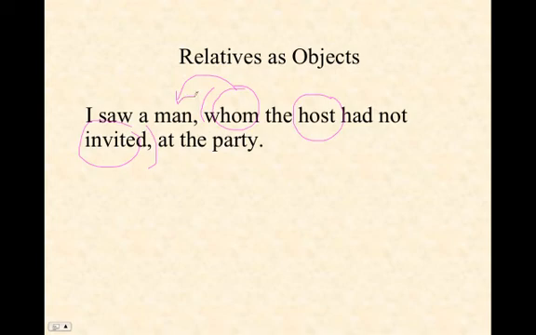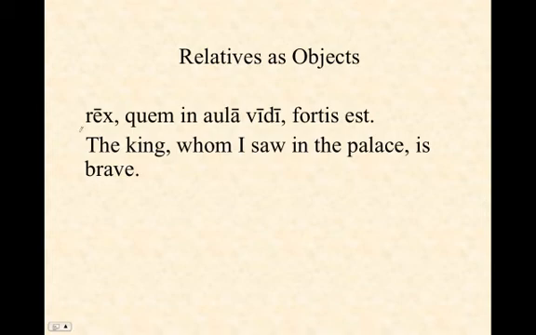The same thing now we'll see can happen in Latin. The main sentence here, the king is brave. But inside the relative, I tell you some more information about this king. What king is it? It's the king whom I saw in the palace. And the accusative singular relative, going back to a masculine antecedent, is quem. And so inside this little sentence, here's your verb, I saw. Here's your object, whom, quem.